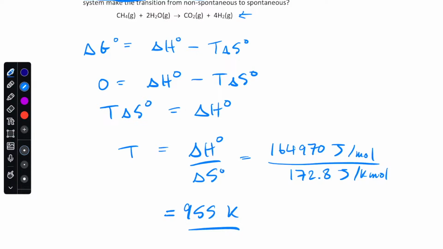All right. So saying above or below, the temperature at which it switches from non-spontaneous to spontaneous is 955. And if you look at the number, delta S is a positive number. So if the temperature goes up, this part goes up, and that makes delta G negative. So higher temperatures than that will make it spontaneous. Lower temperatures will make it non-spontaneous. And that is the temperature where it switches, which is what this question's asking for.